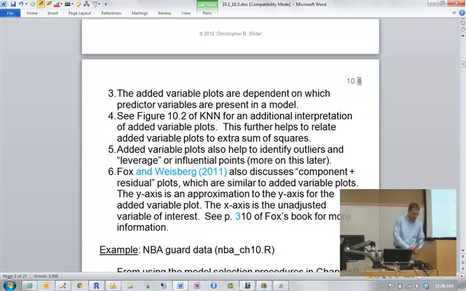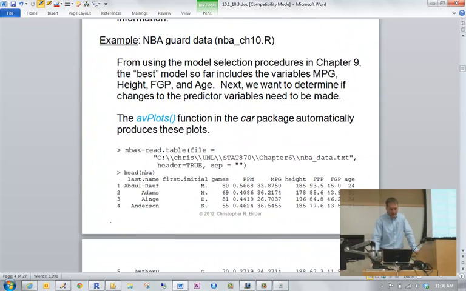Let's see what else. I'll let you look at the rest on your own. Note that in Fox and Weisberg's book, they talk about a component plus residual plot, which has the same purpose as what we have here. But we will not talk about it in this class. You're not responsible for it.